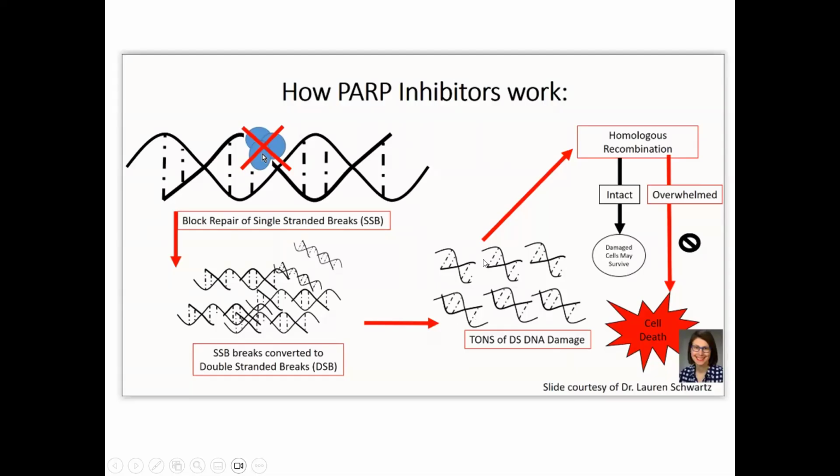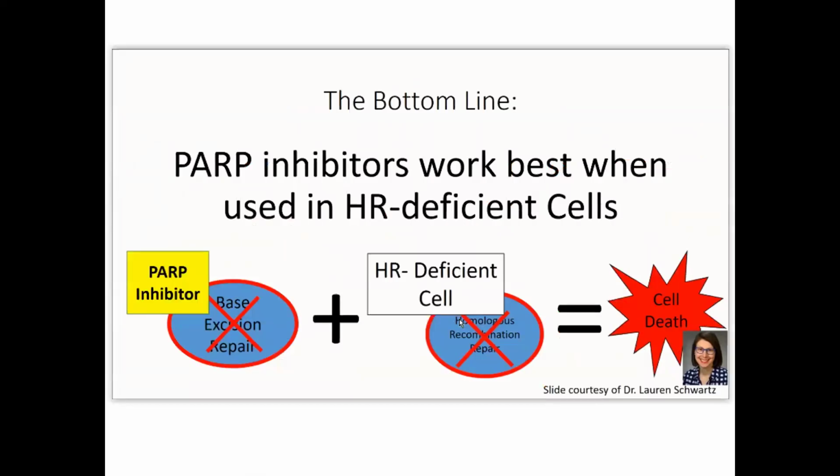So we have tons of DNA damage, as we have a lot of double-stranded DNA breaks. If the homologous recombination system is intact, the damaged cells may survive. If overwhelmed, as in 50% of cases of high-grade serous carcinoma, this will lead to cell death, as there will be tons of DNA damage, and this causes lethality to the cell. This is why we use PARP inhibitors in high-grade serous carcinoma, and why they are significant in cases with HRD, because in these cases the PARP inhibitors block the repair of single-stranded breaks, which are converted to double-stranded breaks, and these will not be corrected as there is homologous recombination deficiency, so this leads to cell death. So PARP inhibitors work best when used in HR-deficient cells.